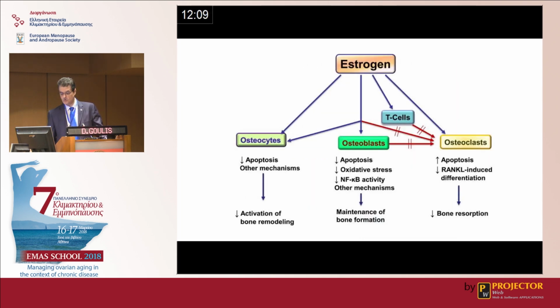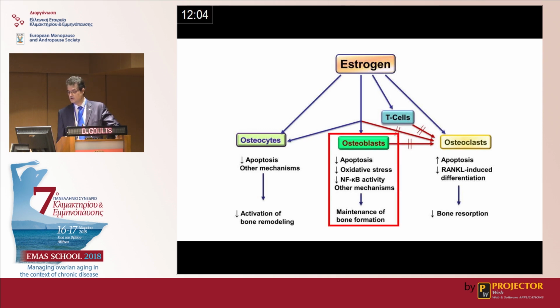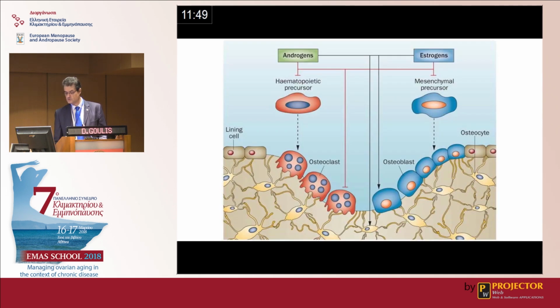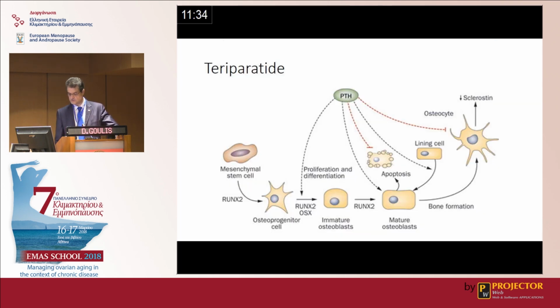Estrogens act on all 3 types of bone cells, so on osteocytes and especially on osteoblasts. They reduce apoptosis of the osteoblast, and they maintain bone formation. On the other hand, you have an increase of apoptosis of osteoclasts, having as endpoint a decrease in bone resorption. Have in mind that estrogen has a precursor that is androgen, and both androgen and estrogen act on bone, androgen mainly by inhibiting osteoclasts, and estrogen doing the opposite.